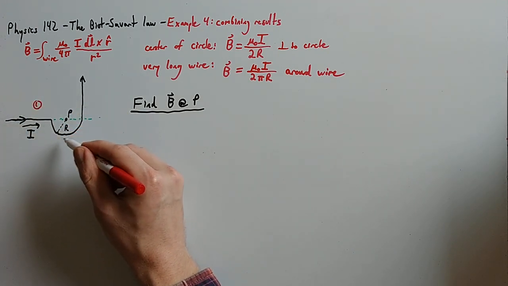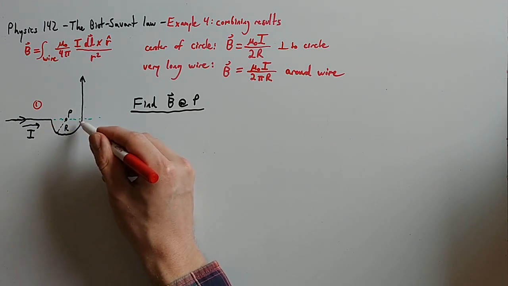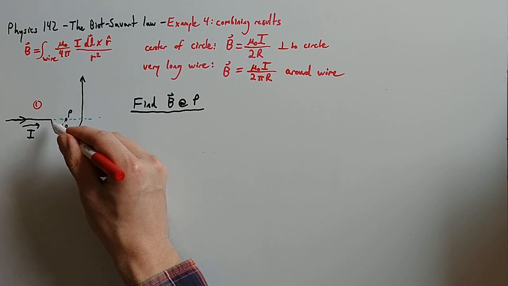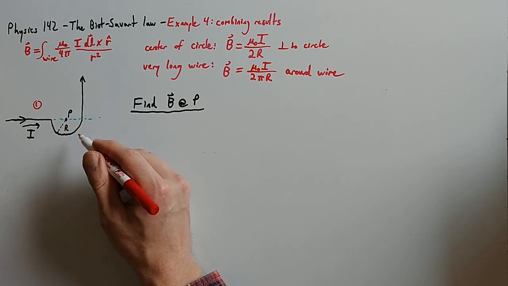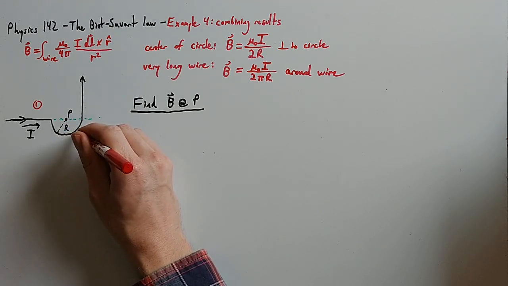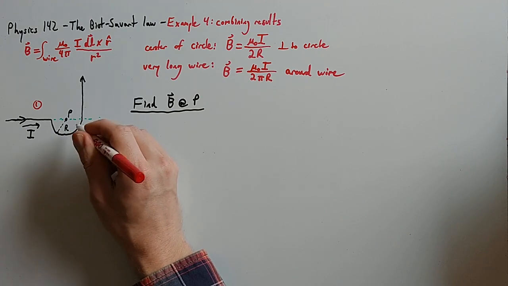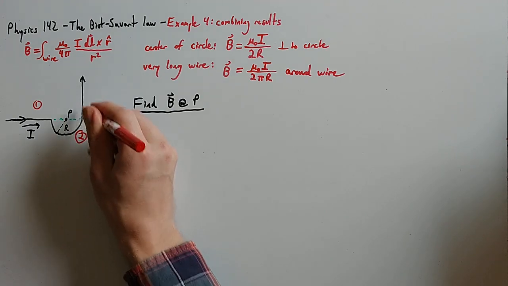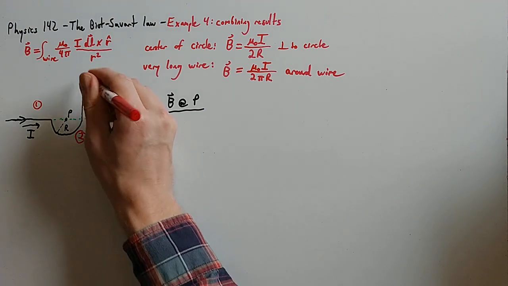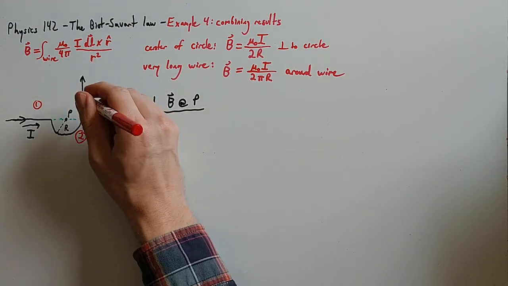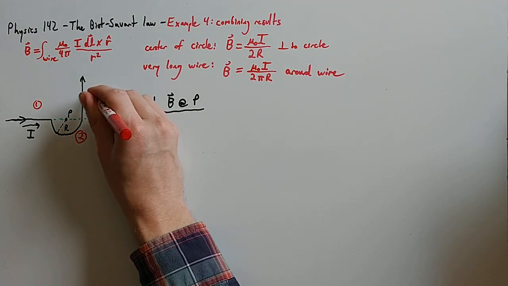Then we have the half circle, and everything's going to be similar along that half circle, right? Everywhere along the half circle will have a similar perspective related to point P. So let's call this part 2. And then once we get off the half circle and we're on another wire, this is, again, a very long wire going up to the top. Let's call this part 3.